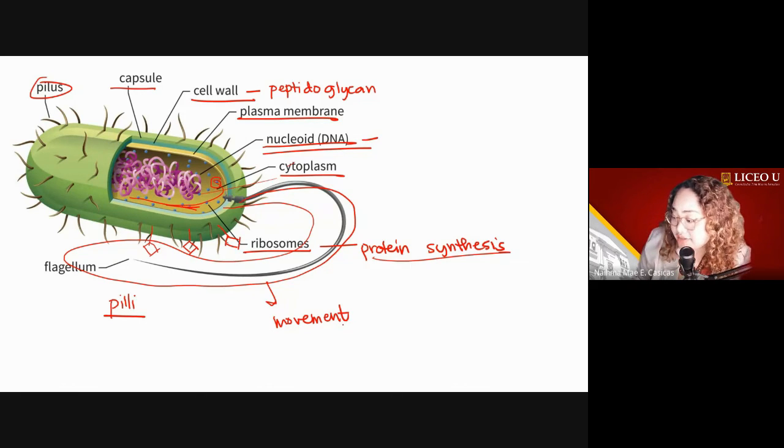We do have a cell in animals that has a flagellum, and it's the only animal cell that has a flagellum. What animal cell is that? Anyone? Sperm cell, ma'am. Sperm cell. Correct. It's the only animal cell that has a flagellum.